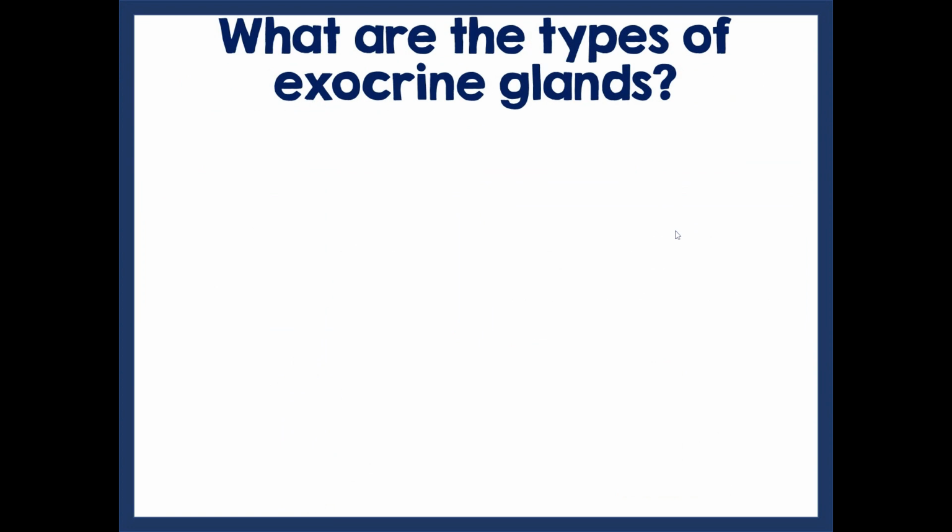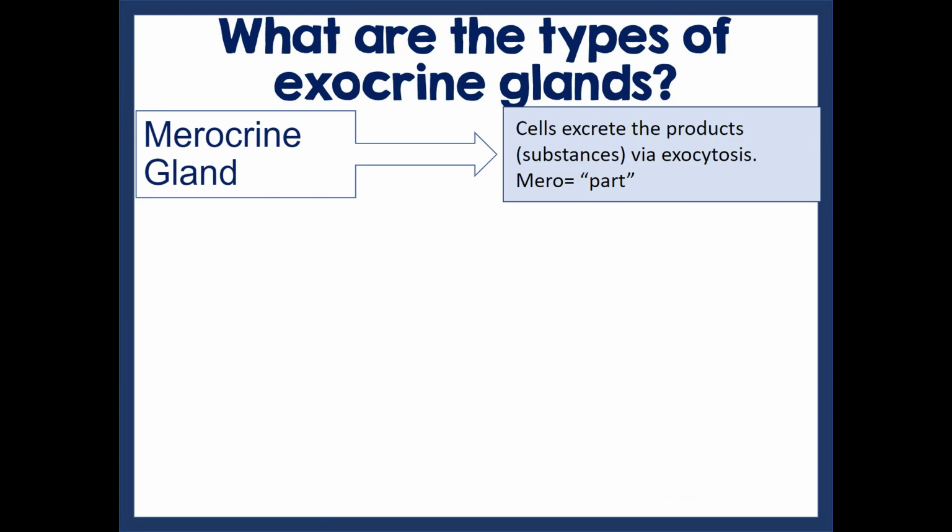All right, now, what are the types of exocrine glands? There are going to be three types that we discuss. The first one is a merocrine gland. So merocrine glands are made up of cells that excrete substances through exocytosis.